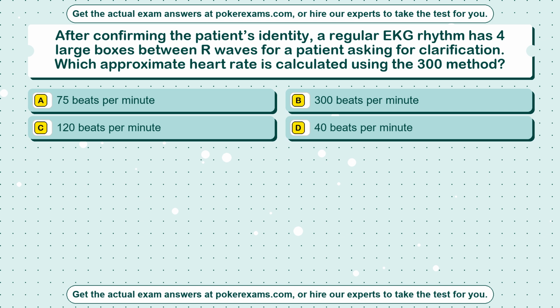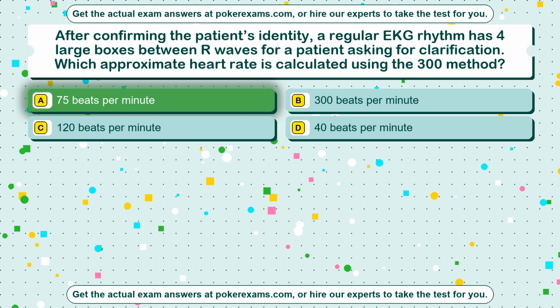Option A, 75 beats per minute. Option B, 300 beats per minute. Option C, 120 beats per minute. Option D, 40 beats per minute. The correct answer is option A, 75 beats per minute.